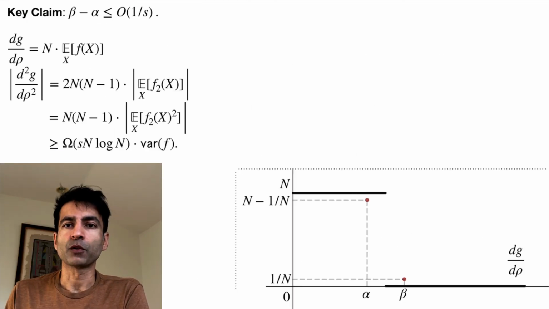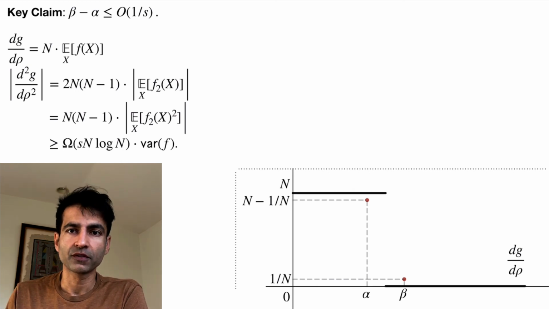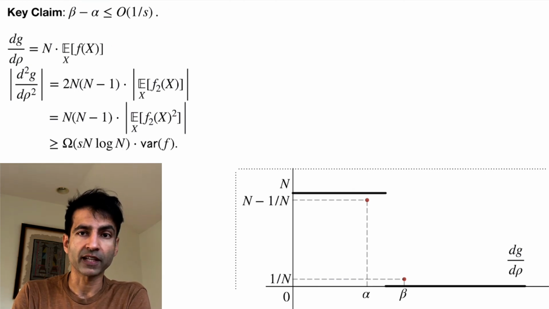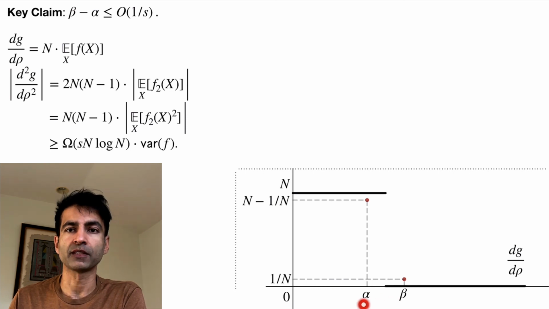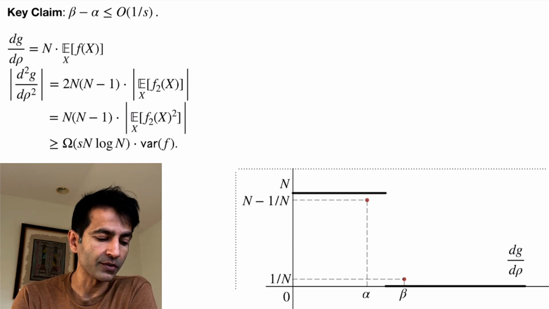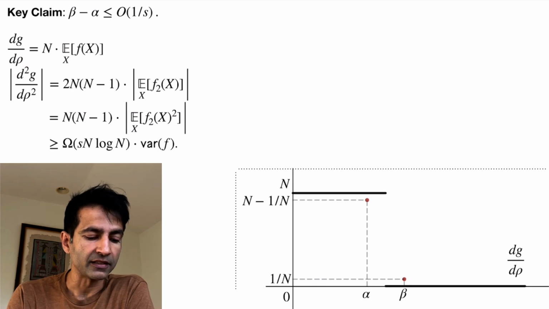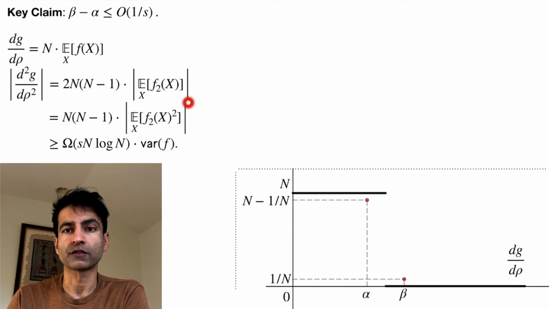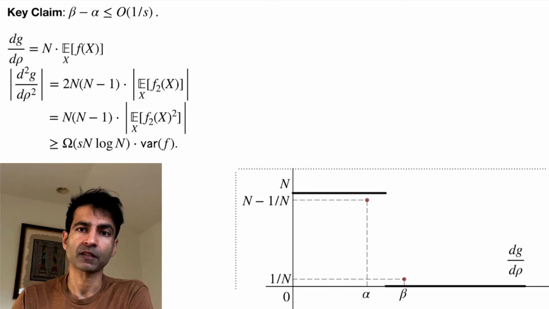So if you remember, the only thing we have left to do is prove that beta minus alpha is order 1 over s. That's what we need to show. The gap between these two parameters is small. And let me recall some formulas that we've already shown. So we've shown that the derivative of g is n times the expectation of f. And the second derivative we expressed as something that's omega n squared times the expectation of f2 of x. This is what we already showed.